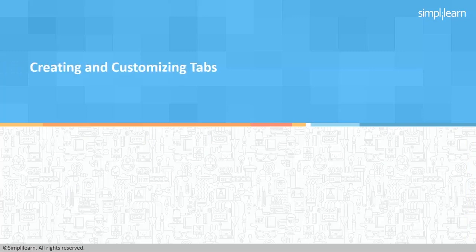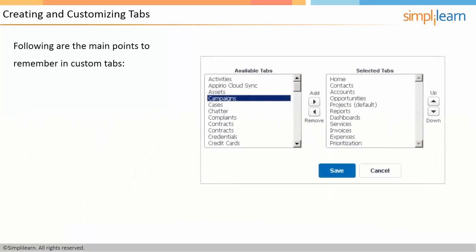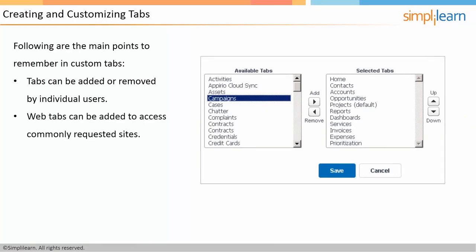So the next thing we're going to talk about here is viewing available tabs in Salesforce. So the main points of this topic here is that tabs can be added or removed by individual users. Web tabs can be added to access commonly requested websites. Tabs can also be created to display Visualforce pages. There's a couple of other uses for tabs, but these are really the three primary uses: to view object data, to view websites, as well as Visualforce pages.